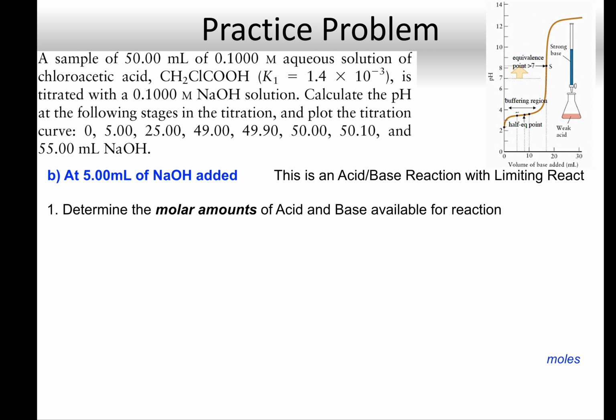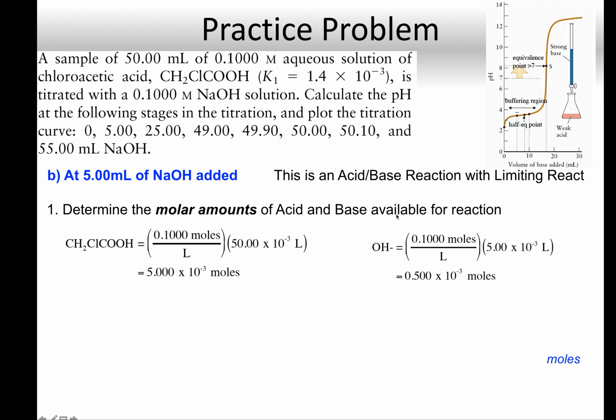So for this problem, what we have to do is to determine the molar amounts of both the acid and the base that are available for the reaction. We calculate that, number of moles. Remember, we have concentrations and volume. We multiply those, we get number of moles. In this case, for the acid, 5 times 10 to the minus 3 moles. You also can express that as 5 millimoles. For the base, the concentration times the volume that is being added gives us 0.5 times 10 to the minus 3 moles.